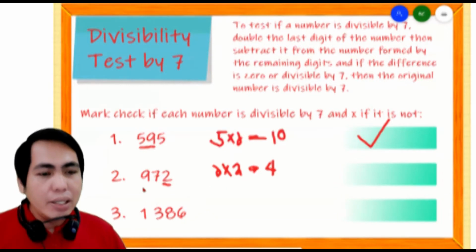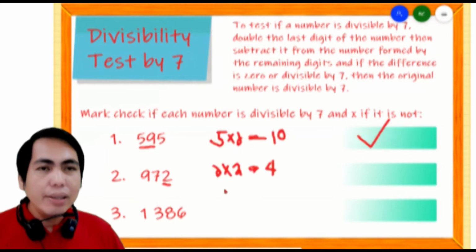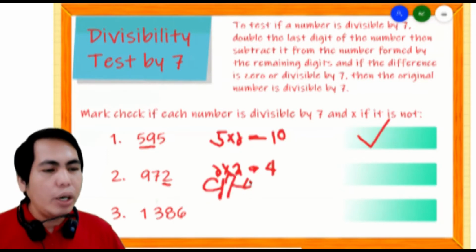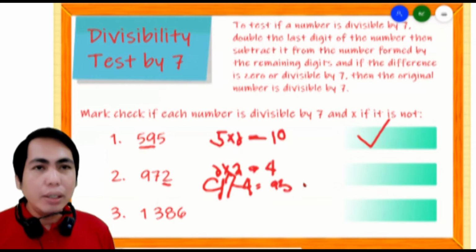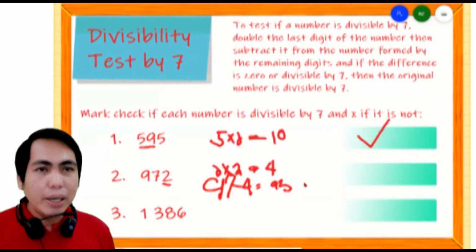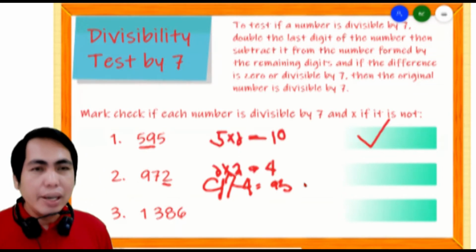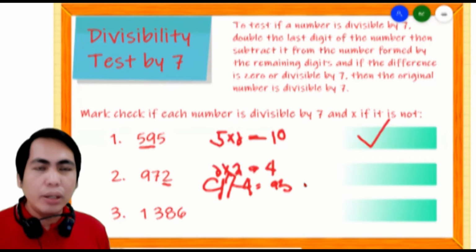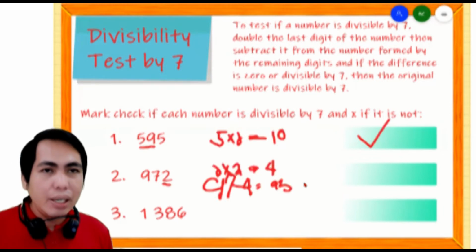The remaining digits are 9 and 7 to form the number 97. So 97 minus 4 will give us 93. And we have to determine whether 93 is divisible by 7 or not. But since 93 is still a big number, we cannot determine immediately whether it is divisible by 7 or not. What we can do is to repeat the same procedure as what we did earlier to 93.